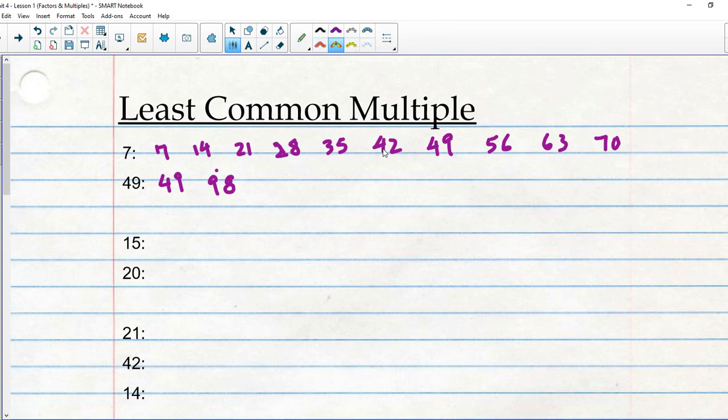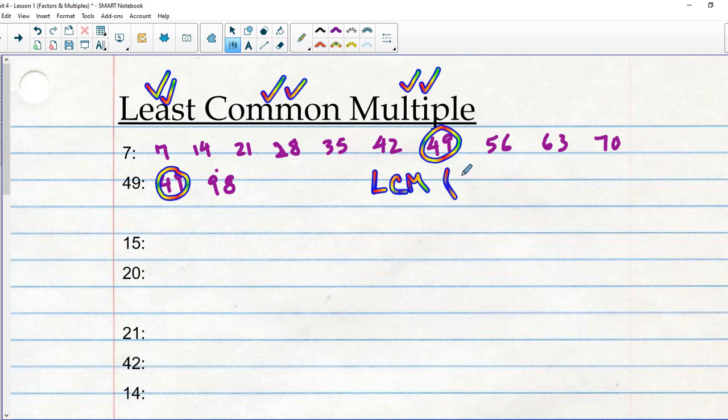rainbow marker. Right? So look, the least common multiple means this. What's the smallest? Remember when we talk about greatest, it means the biggest. What's the smallest number they both share? All right, so what is it? What's the smallest number they both share? Can you find it? Yeah, it's 49, right? You see that? So therefore, the least common multiple between 7 and 49 is therefore 49.